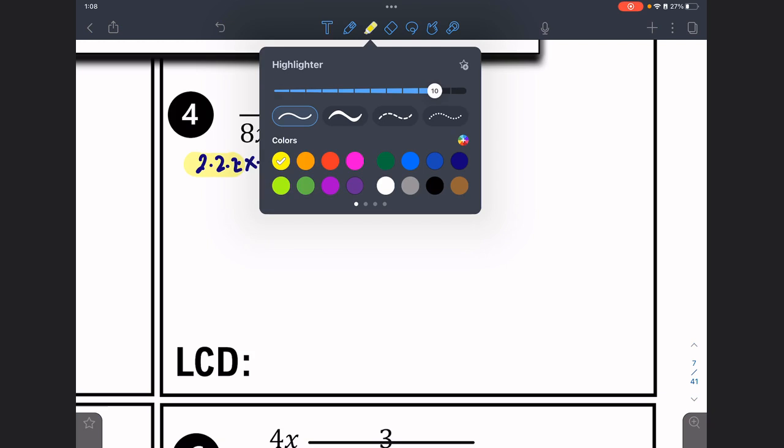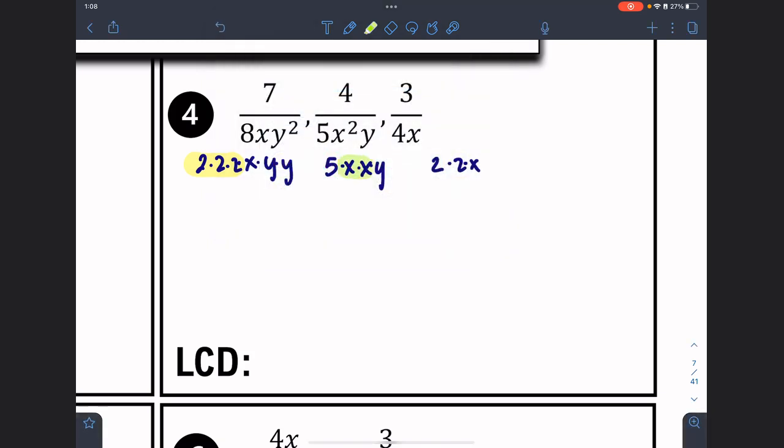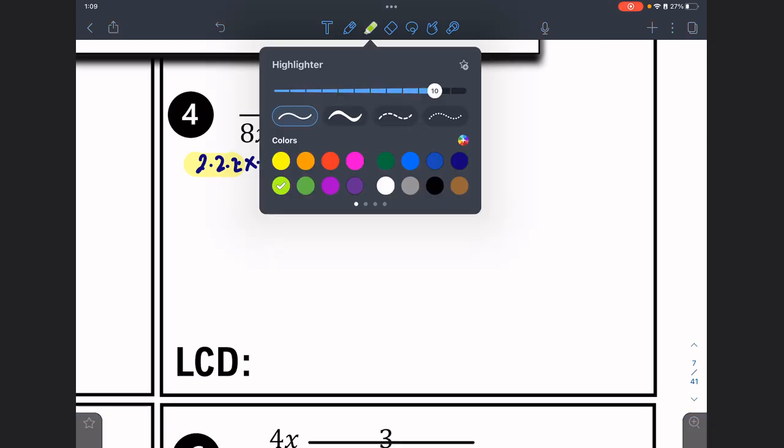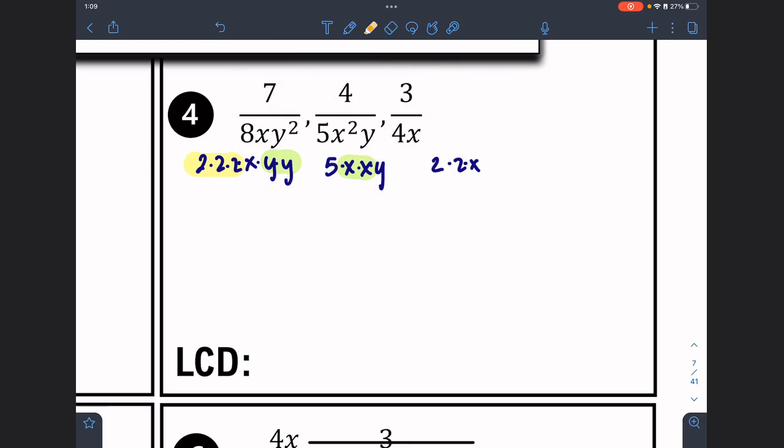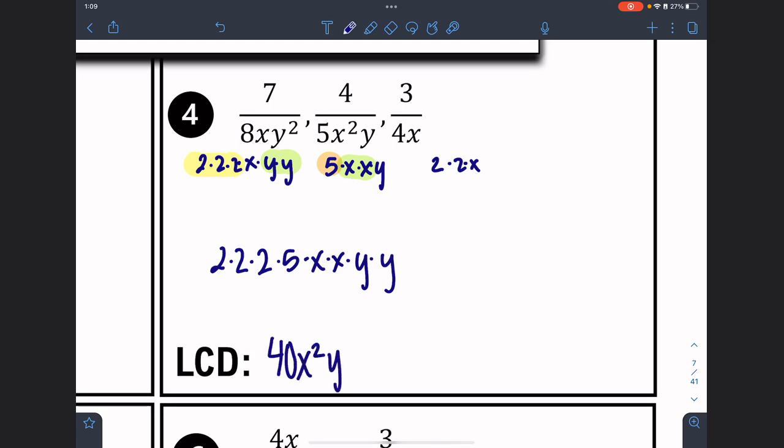At most, how many times do I see my x's appear? 2 times in this group. At most, how many times do I see my y's appear? 2 times. At most, how many times do I see a 5 appear? Just once, but we still have to include it, right? If it appears, you got to include it. So we have 2 times 2 times 2 times 5 times x times y times y. So that's 8 times 5, which is 40. So this is 40x squared y squared.